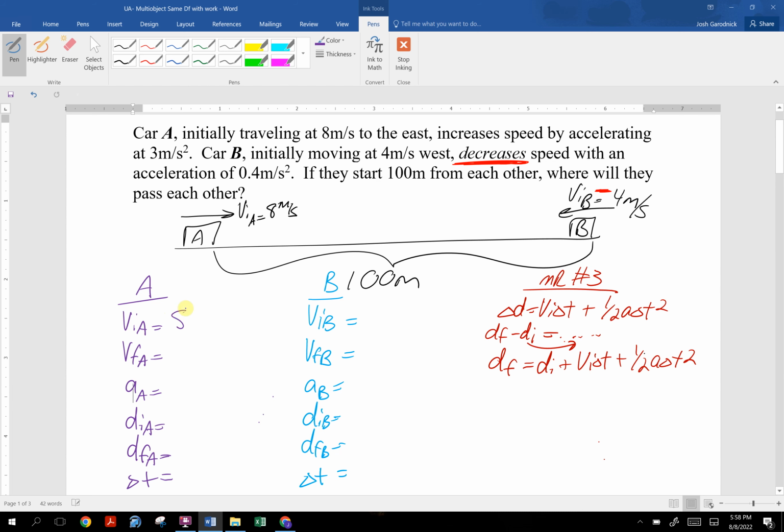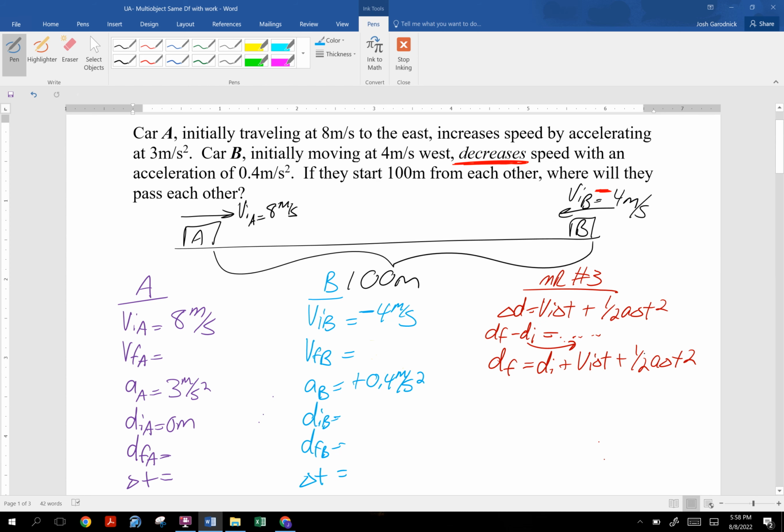8 meters per second. Don't know the final velocity. We do know the acceleration is 3 meters per second squared. I'm going to call the initial position 0 meters because that's where car A starts. That's all I know. Car B, which is blue, has an initial velocity of negative, that's important, 4 meters per second. Final velocity we don't know. Acceleration is, that's weird, positive 0.4 meters per second squared. I was saying it's weird because it's 4 meters per second and 0.4 meters per second squared.